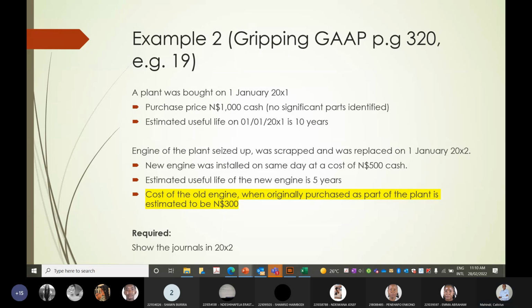No one? Is it not said debit disposal of asset and credit the plant, the engine? Debit the disposal and credit the engine. Is that what we would do? Debit the disposal of the plant and credit the engine.